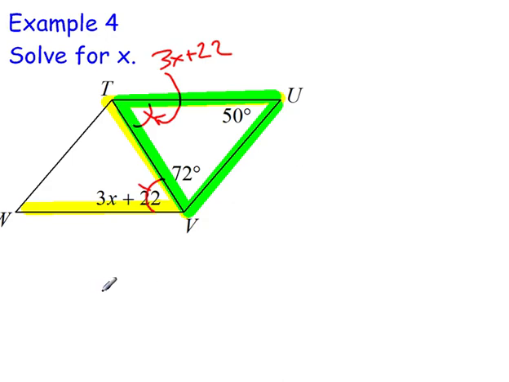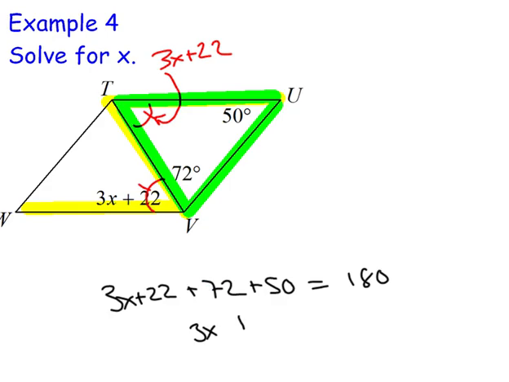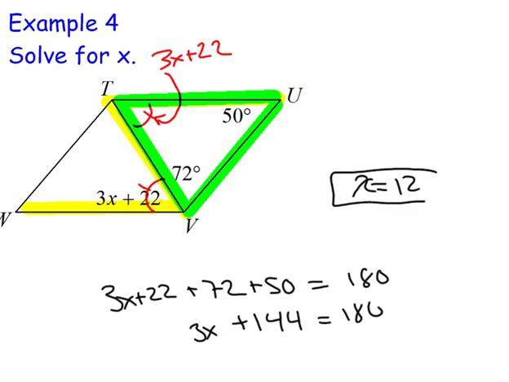So we could say 3x plus 22 plus 72 plus 50 equals 180. So you get 3x plus 144 equals 180. 180 subtract 144 is 36, divided by 3. So we're going to get x equals 12. That's our final answer.